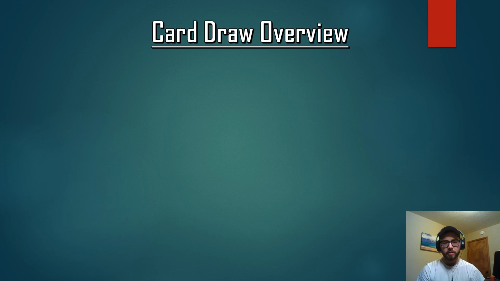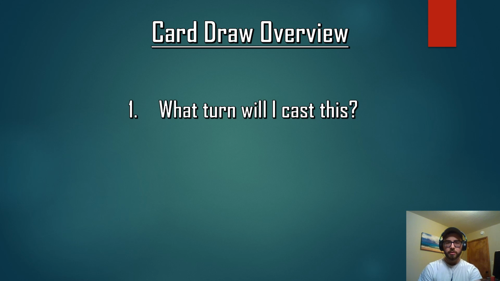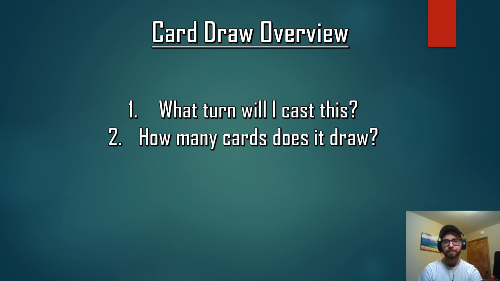And lastly, we're just going to do a quick overview here and a look at what our next steps are. So in the overview, we have 3 questions. What turn am I going to cast my card draw? Because that's a really important question. That's going to tell you where it lands on your curve, how many cards you're going to draw off of it, what's the ideal scenario for this card when you're looking at card draw.